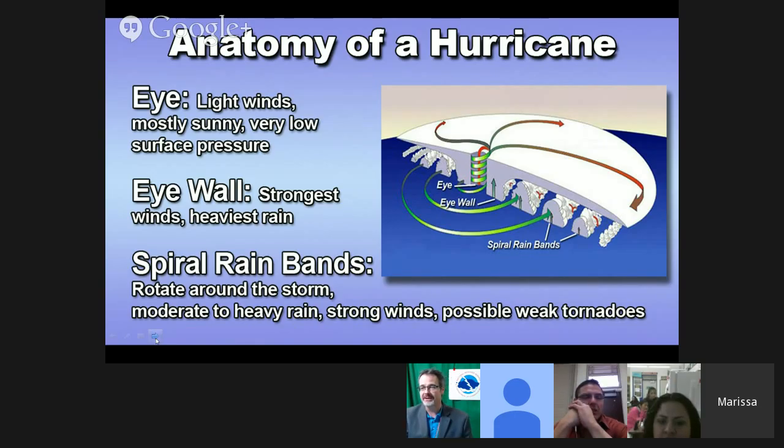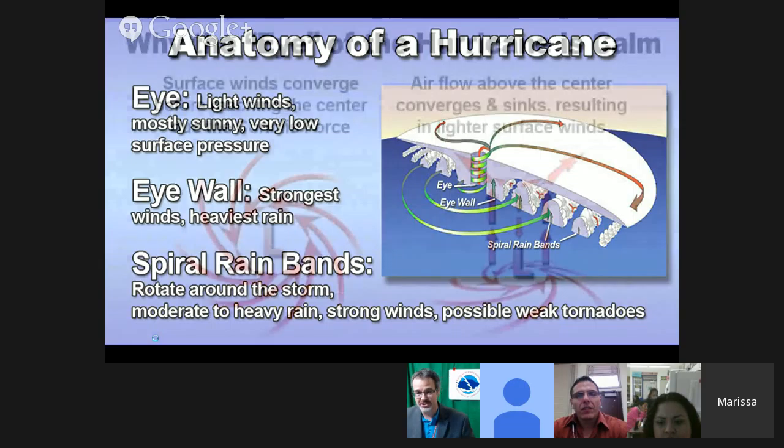But even before that can affect us, we have these spiral rain bands, which also produce heavy rain, strong winds, and these tend to spawn smaller tornadoes. So you kind of get it all with a hurricane. So that's why we do call hurricanes the greatest storm on Earth. Maybe not the greatest show on Earth. Somebody else calls their show that.